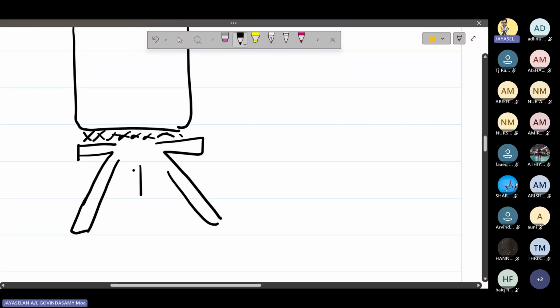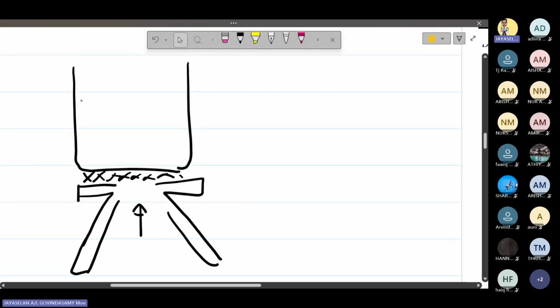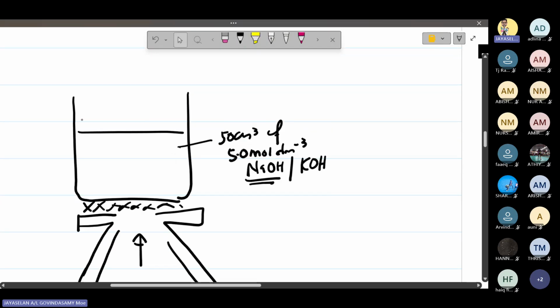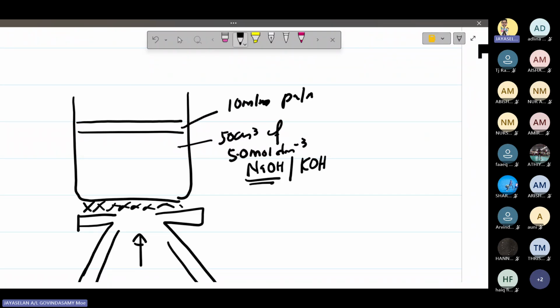We heat it. We put 50 cm³ of highly concentrated 5.0 mol dm⁻³ sodium hydroxide. The sodium hydroxide can be replaced with what? Potassium hydroxide. Then after that, we add 10 ml of palm oil.